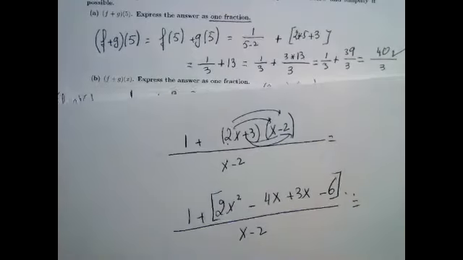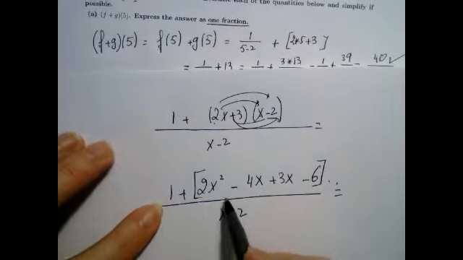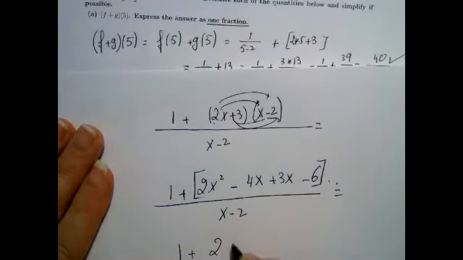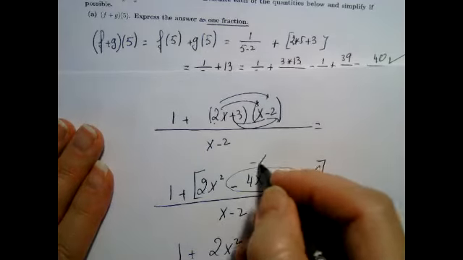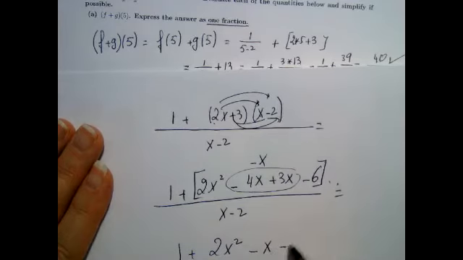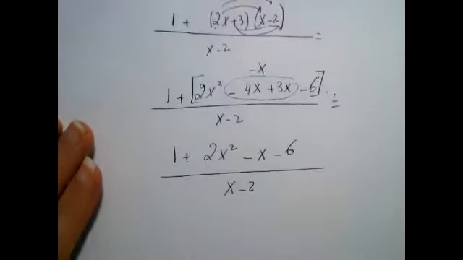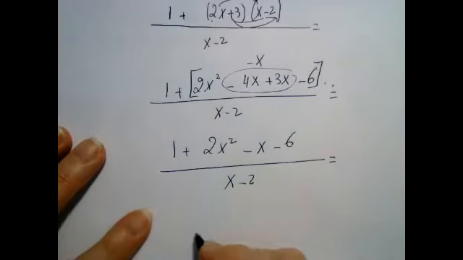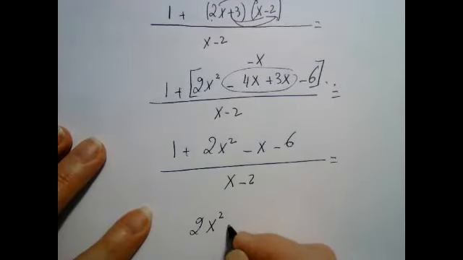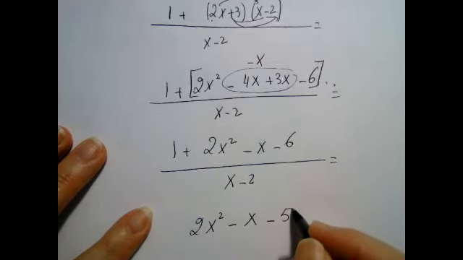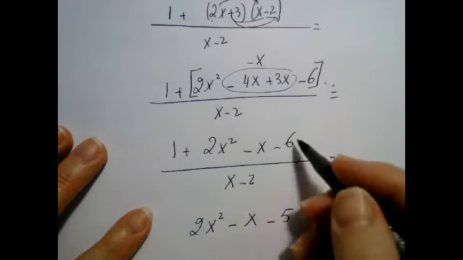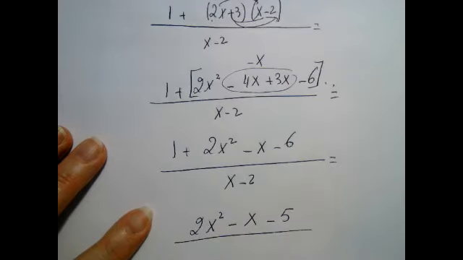Now this is equal to, since I have a plus here, I'm just going to add minus 4x plus 3x, which is going to give me minus x, minus 6 over x minus 2. And finally, I will get 2x squared minus x, minus 6 minus 5. Oops, you have a small mistake, Cindy, over x minus 2.